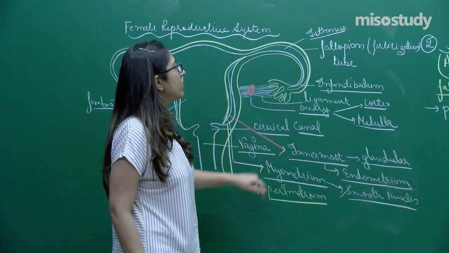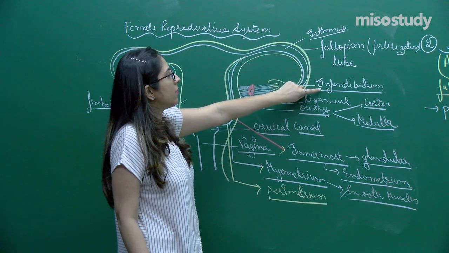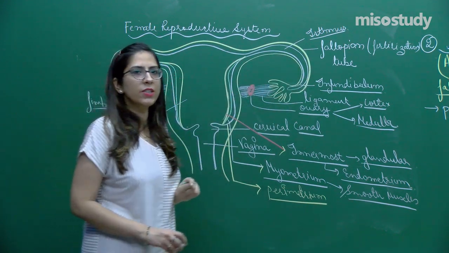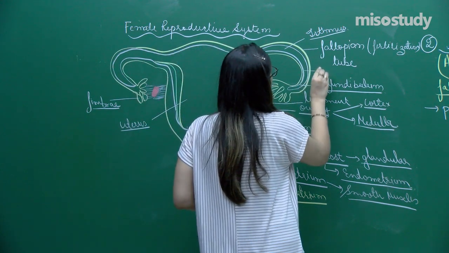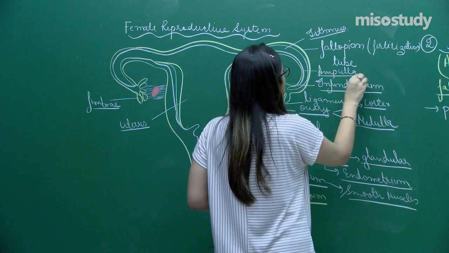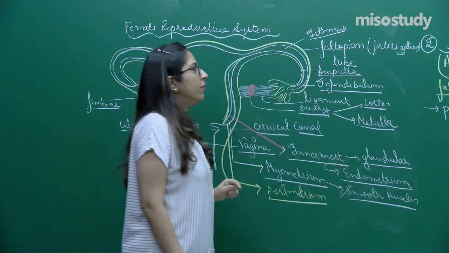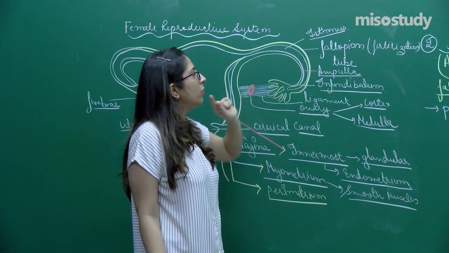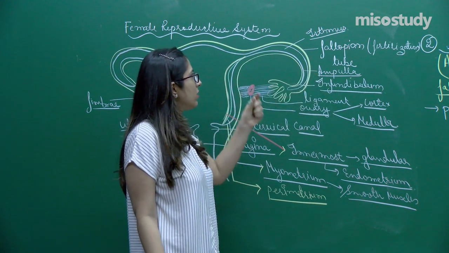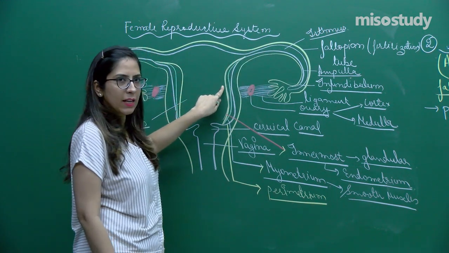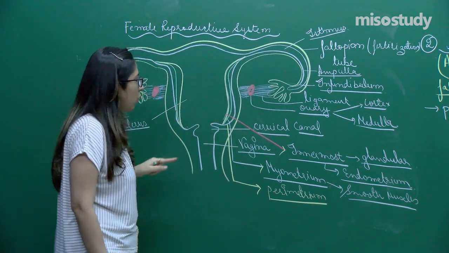So in the fallopian tube, first of all, we have the infundibulum, then the isthmus region. In between these, we can see the ampulla region is present. When we see the overall diameter, the diameter of the infundibulum is less as compared to the ampulla region. So this is the whole structure. After this, fertilization happens in this region.